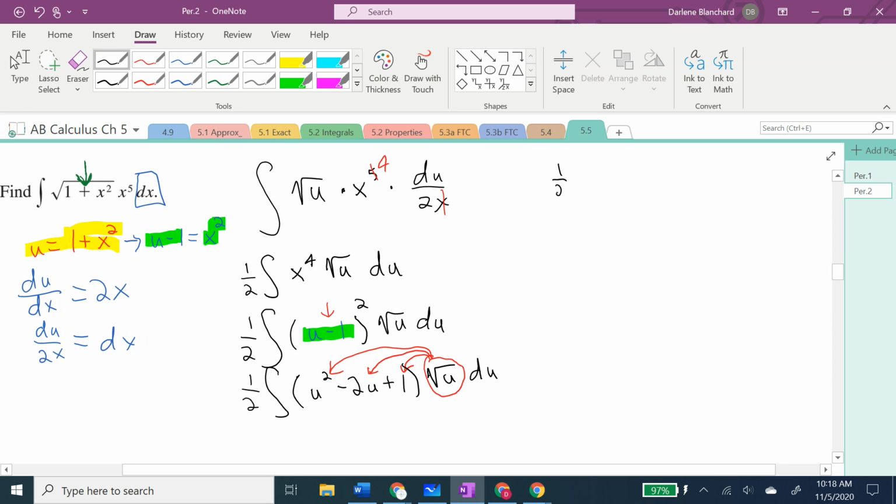I still have constant multiple 1/2. And square root of u is u to the 1/2 power. So when I multiply, I'm actually adding exponents. So 2 plus 1/2 gives me 5/2. 1 plus 1/2 gives me 3/2. And then plus u to the 1/2 power. And it is now ready for the power rule and all the rules that we have with integration.